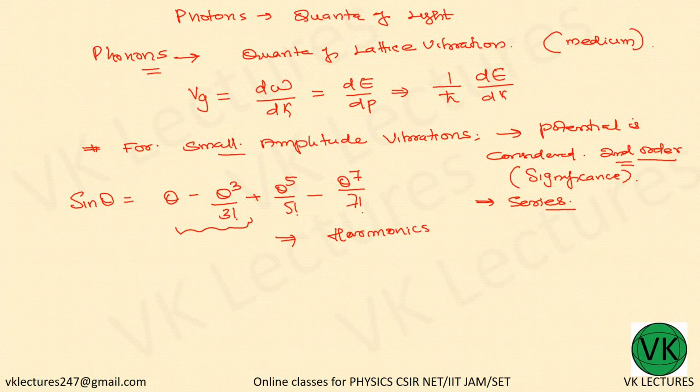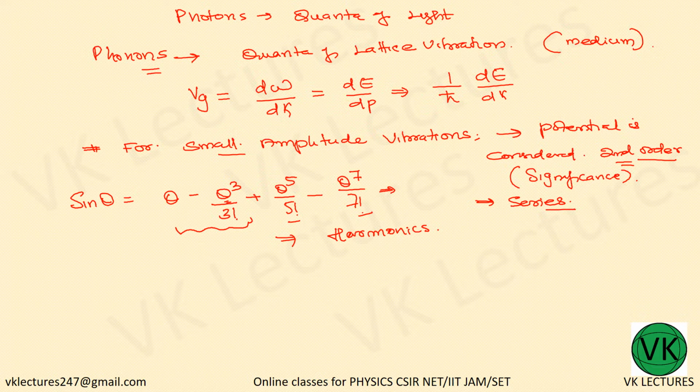Harmonics in the vibration, these are called harmonics, or second order vibrations. This is called third order, this is fourth order, but these are very insignificant quantities. Now because theta is a very small amplitude, this theta represents the amplitude.